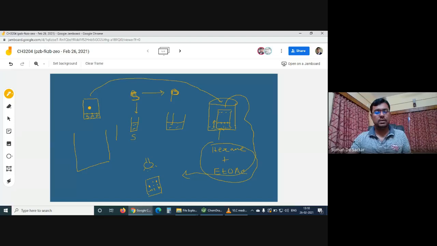We already have this TLC. We can show it here. Suppose this is the starting point, and after the running is complete, suppose the solvent ran up to here. There's a pencil mark already there, right? After the running is complete, we'll make another pencil mark here. So now this is the distance from the starting point, and this is the end point for the solvent.